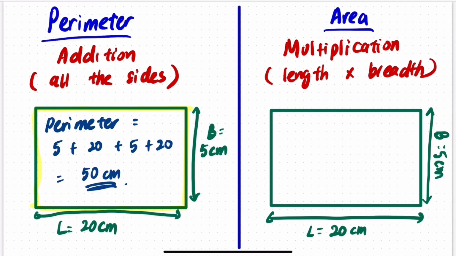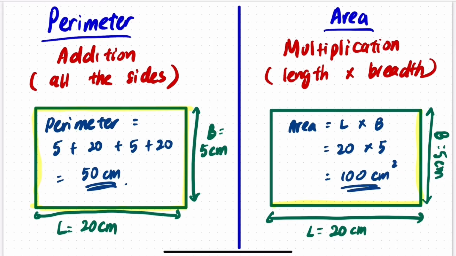On the other hand, if you are told to find the area, no addition involved. Remember, it is the length multiplied by the breadth. Again, follow closely with my yellow highlighter. Let's do length times breadth. So it's 20 times 5, and that gives you 100 squared centimeters. Okay, so you see the difference? It's actually very different. Perimeter, it's 50, whereas area, it's 100.